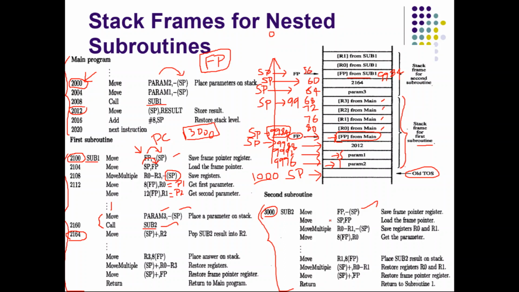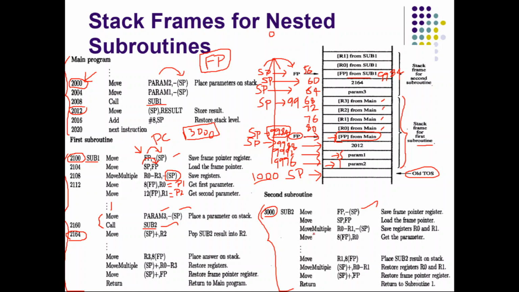Now we say move SP comma FP. Whatever is in SP is copied to FP, which means FP is pointing wherever SP is pointing. SP is pointing to 9956, so FP is also pointing to this location, 9956.